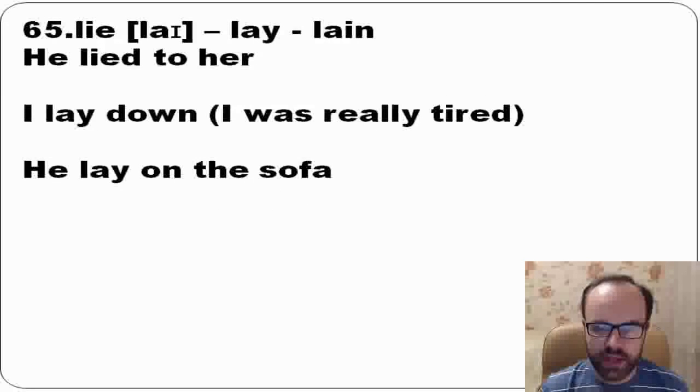Lie, lied, lied. He lied to her. So this verb is regular. It means he told her some information which wasn't true. But if we're talking about lying, for example, in bed, so it's irregular. Lie, lay, lain. I lay down. Maybe I lay down on the sofa. I was really tired. He lay on the sofa.